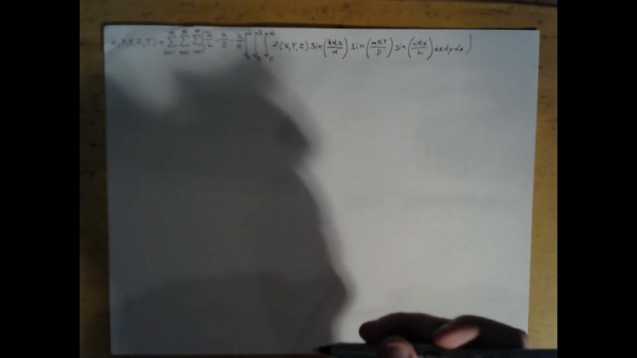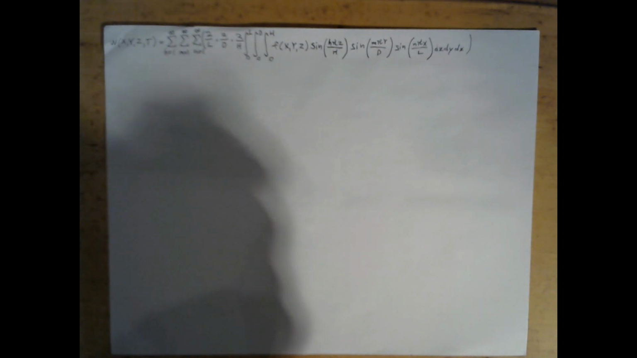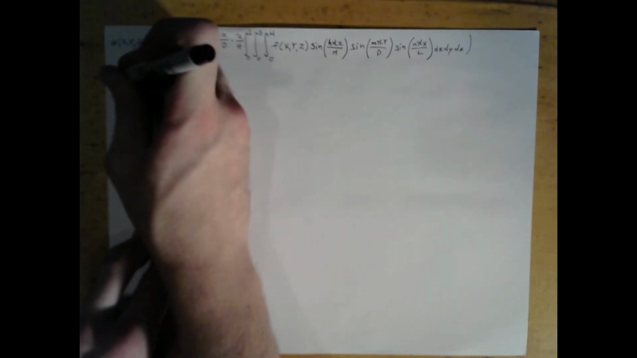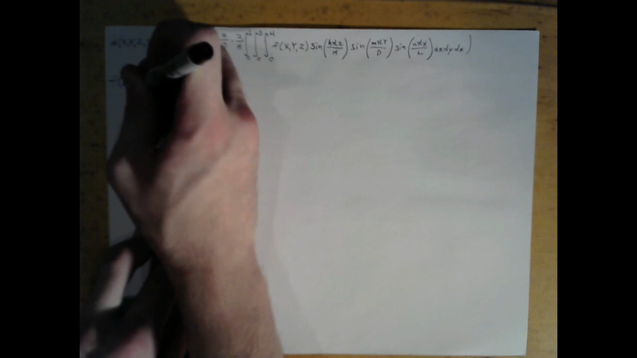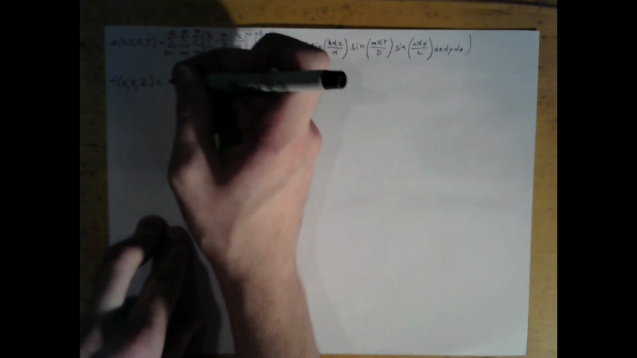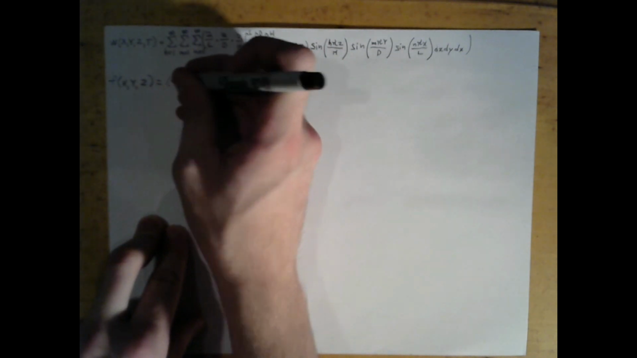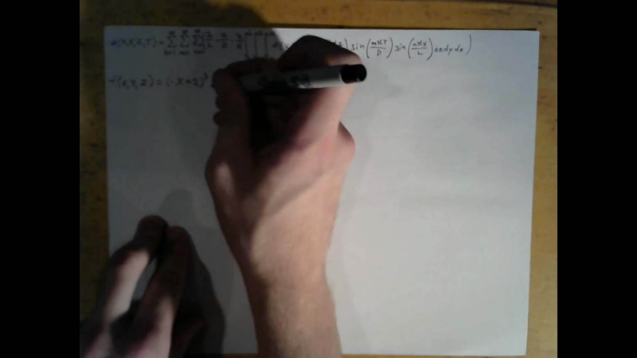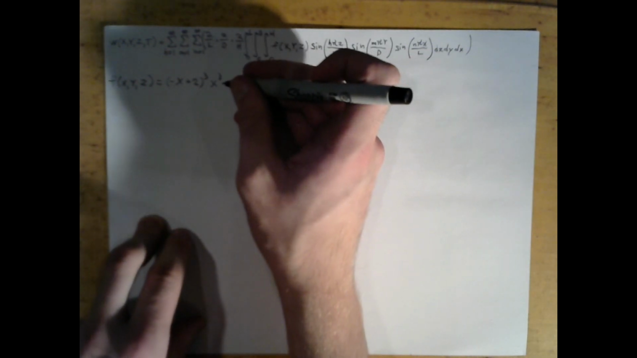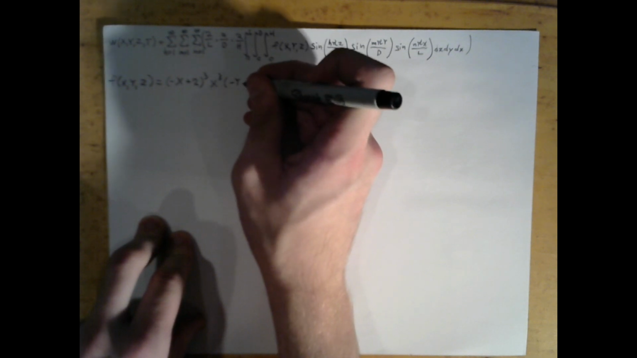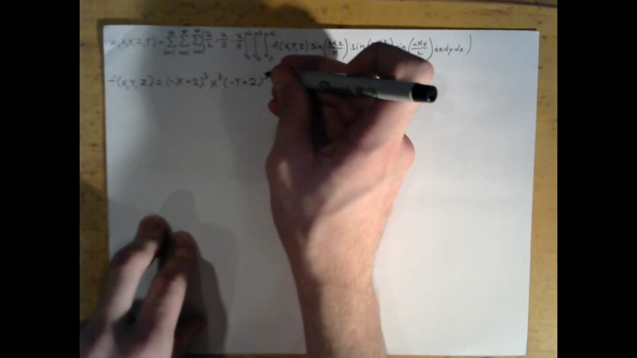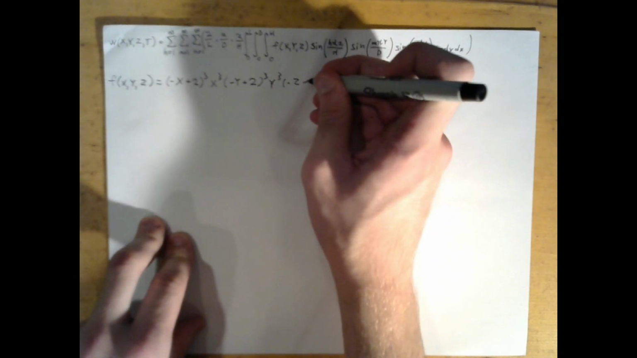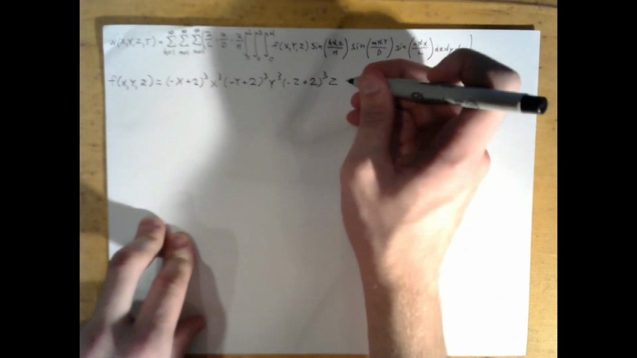So let's find the f of x, y, and z, and I'll just do a little sketch of what this looks like. I'll make something up, make up a period. Let's say f of x, y, z is equal to negative x plus 2 cubed times x cubed, multiplied by negative y plus 2 cubed y cubed, times negative z plus 2 cubed z cubed.